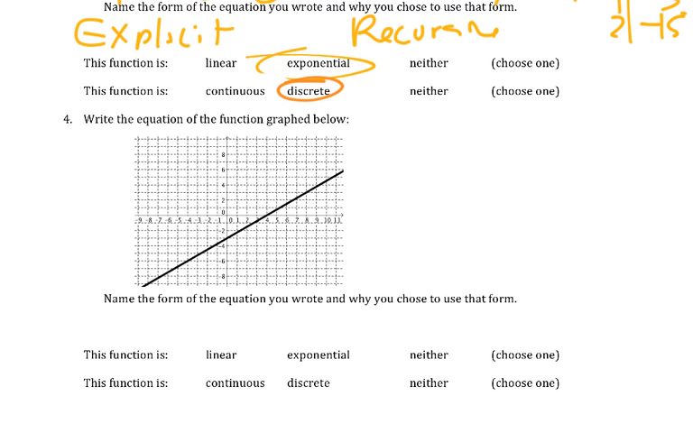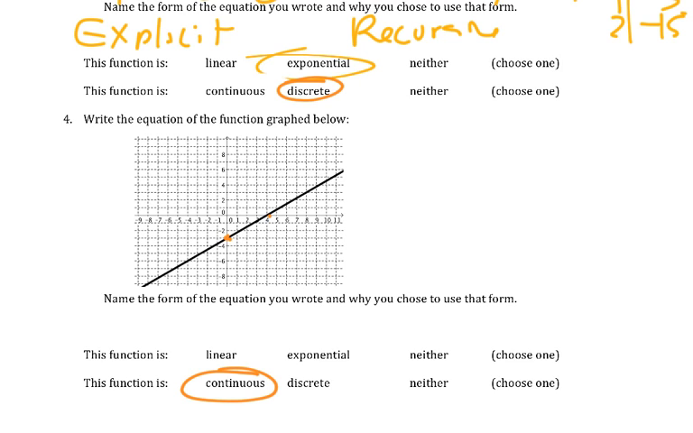Okay, number 4, write the equation of the function below. So we've got a line that's definitely continuous, there's no breaks in it. Our starting point is right there, so we could choose that one. And then we need to figure out how it's growing. So it looks like there's another good point.